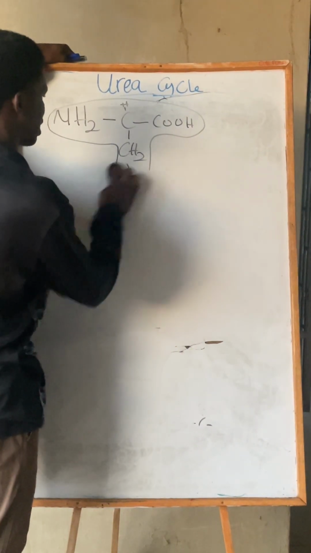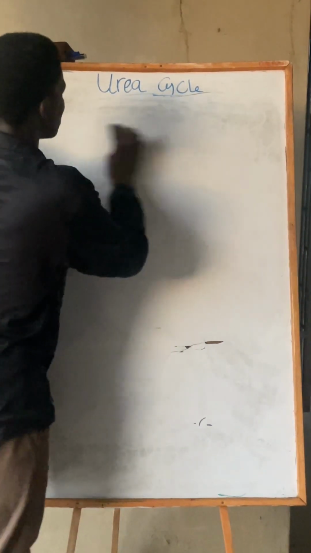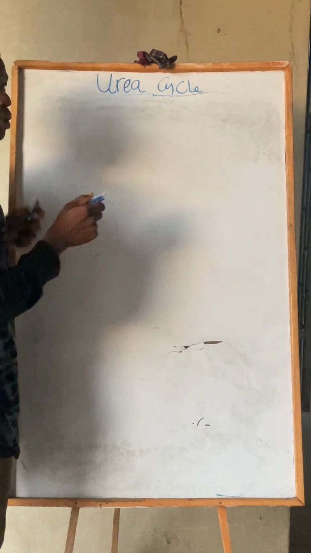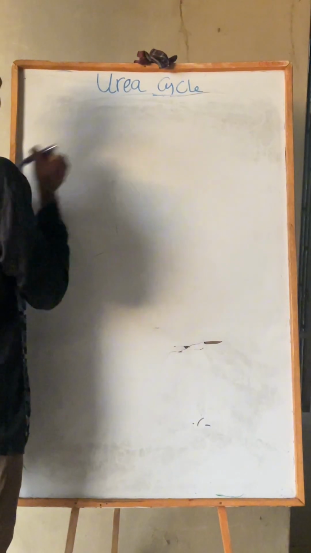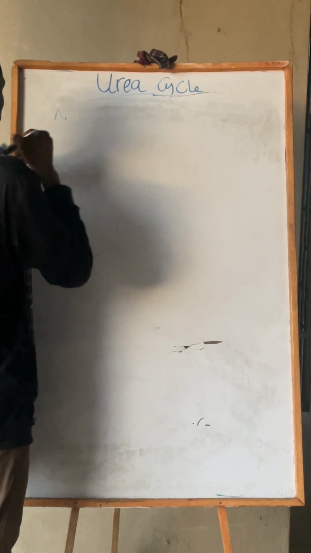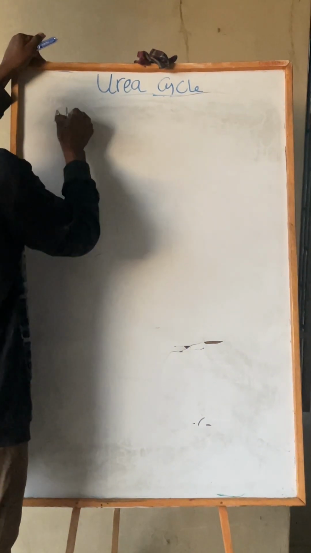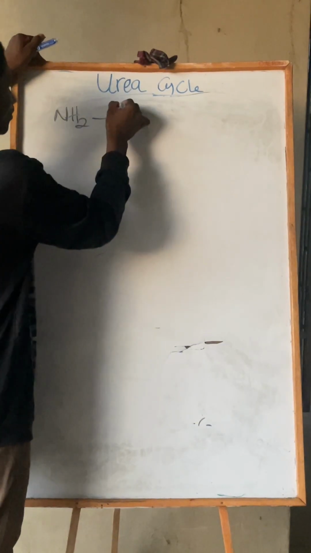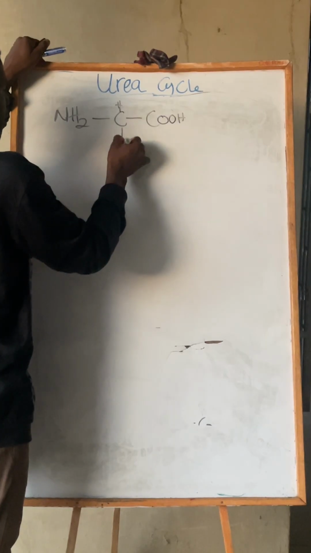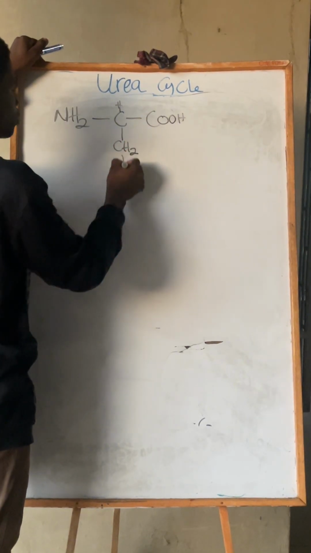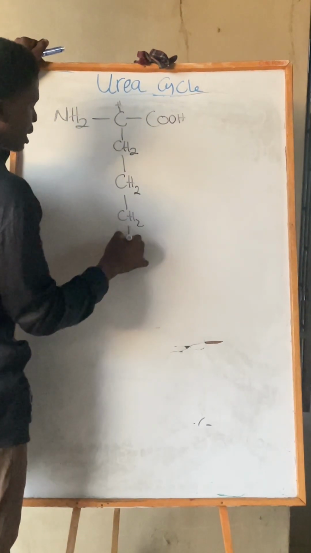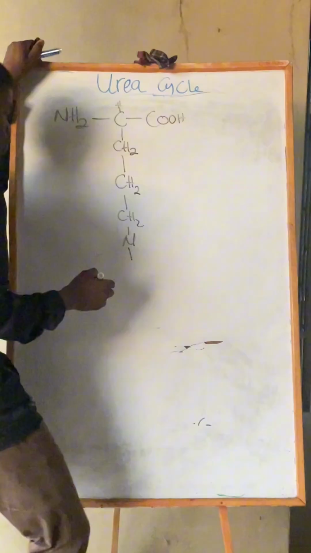Okay. So now let's look at the structure. Oh, I shouldn't have cleaned this actually. So now the next thing is for us to get our urea from our adenine. So now let's draw the structure of our adenine. This marker is gone. So NH2 carbon hydrogen COOH. Now complete the structure of your alanine. Then CH2CH2N.